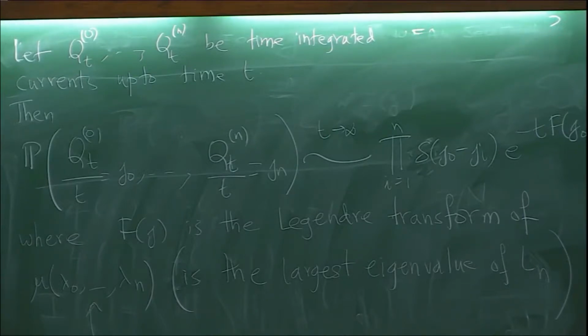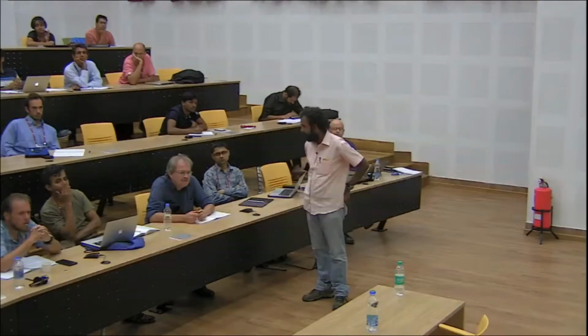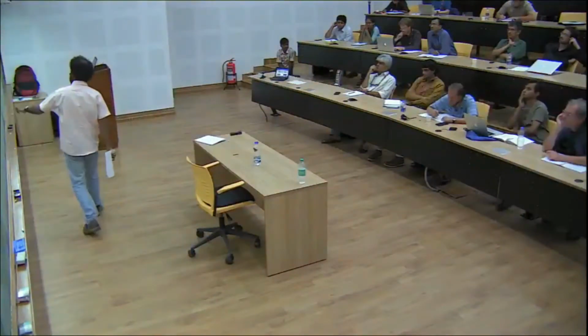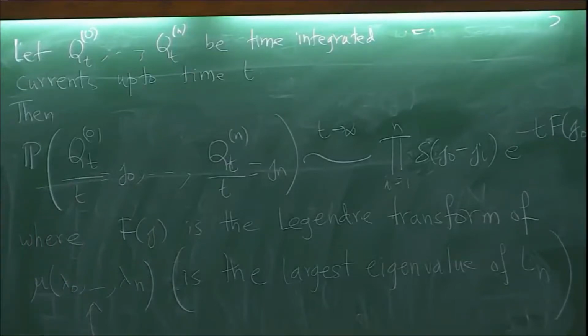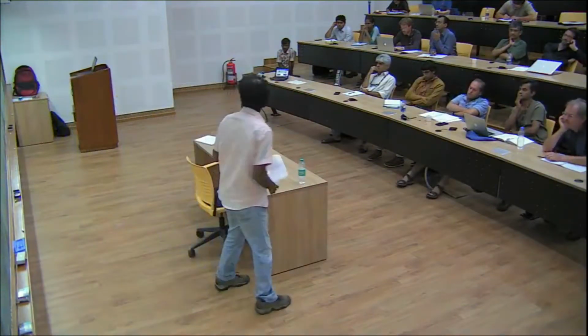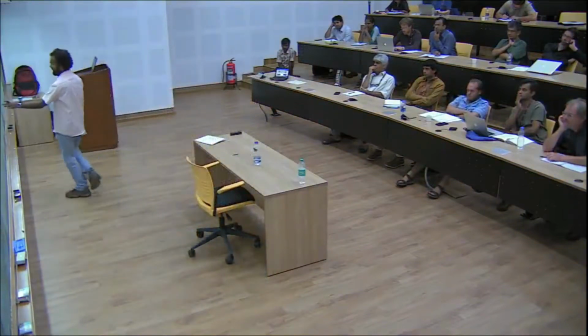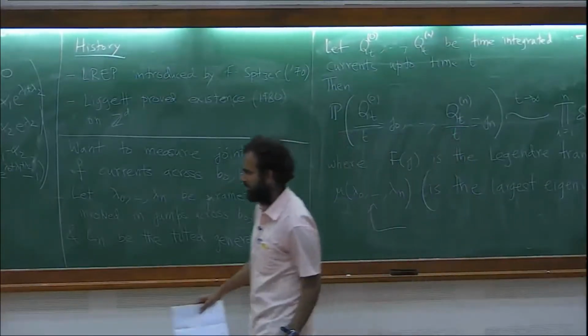Where do your lambda 0 up to lambda n come from? They are parameters. But there were never lambdas before, so what are they? No, they're conjugate to the currents in a sense. Lambda i is the variable that keeps track of the current across the bond. So when you calculate the largest eigenvalue of this, it will be the joint cumulant generating function for the currents, and its Legendre transform is the large deviation. So that's the standard.